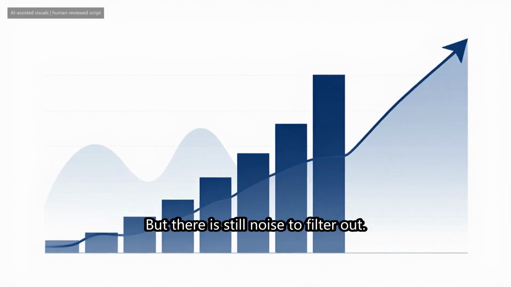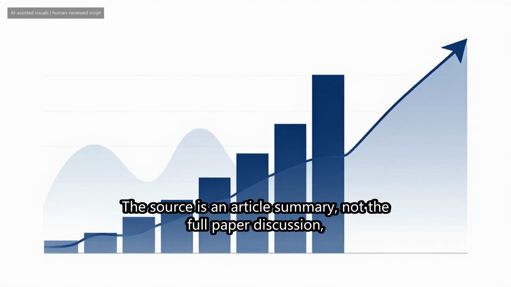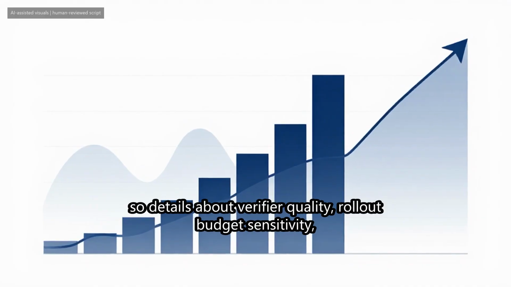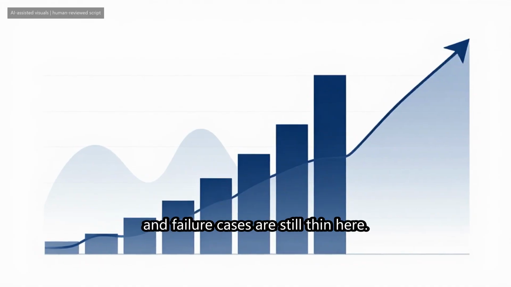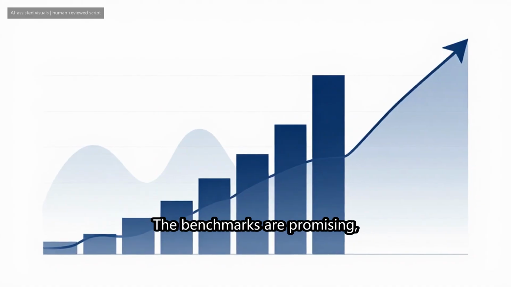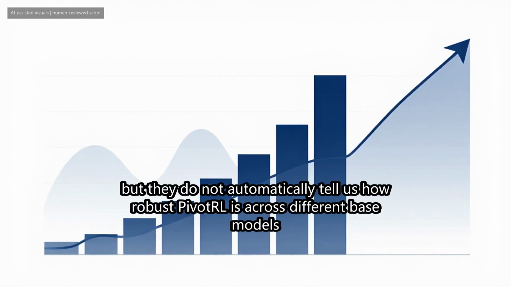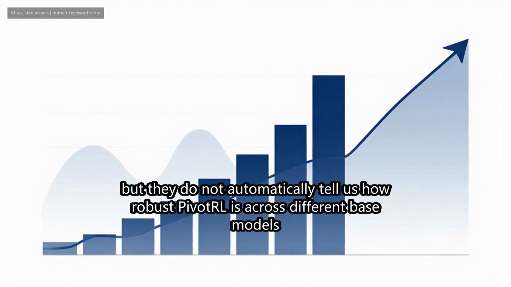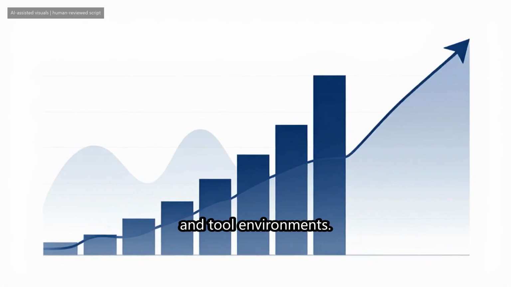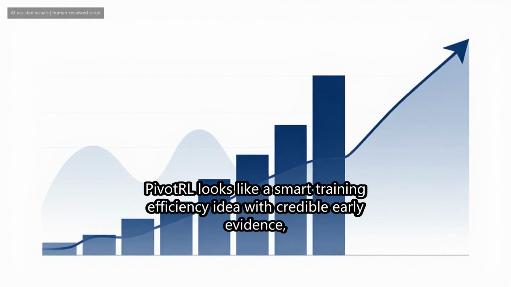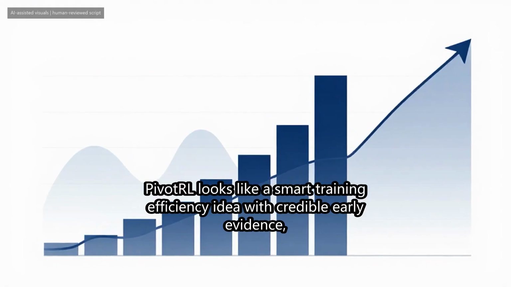But there is still noise to filter out. The source is an article summary, not the full paper discussion. So details about verifier quality, rollout budget sensitivity, and failure cases are still thin here. The benchmarks are promising, but they do not automatically tell us how robust PivotRL is across different base models and tool environments. So the grounded takeaway is this: PivotRL looks like a smart training efficiency idea with credible early evidence. But the broader generalization story still needs careful replication.